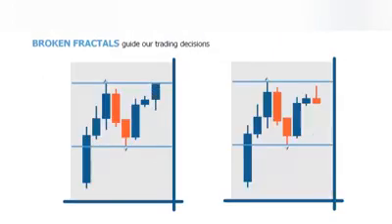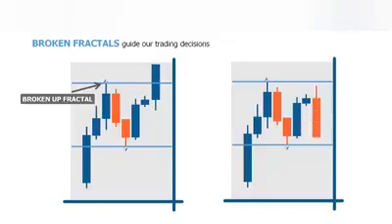A broken up fractal is where the price, to the right of the fractal, has broken the high price of the candle where the fractal has formed. This is shown by the line placed at the high of the candle, just below the fractal. A broken down fractal is where the price, to the right of the fractal, has broken the low price of the candle where the fractal has formed. This is shown by the line placed on the low of the candle just above the fractal. Note that the fractal can be broken by either the wick or the body of the candle. It does not make a difference.